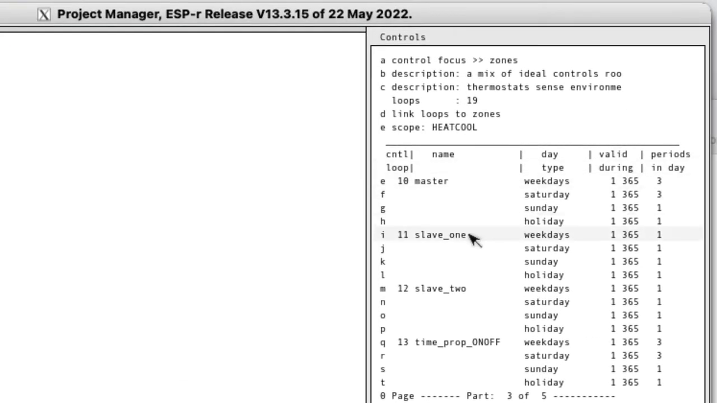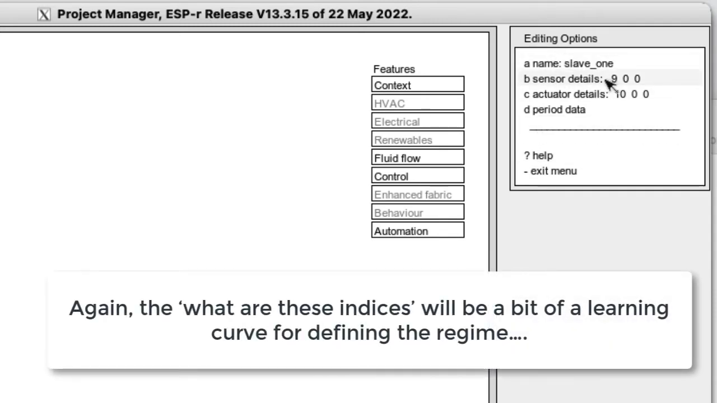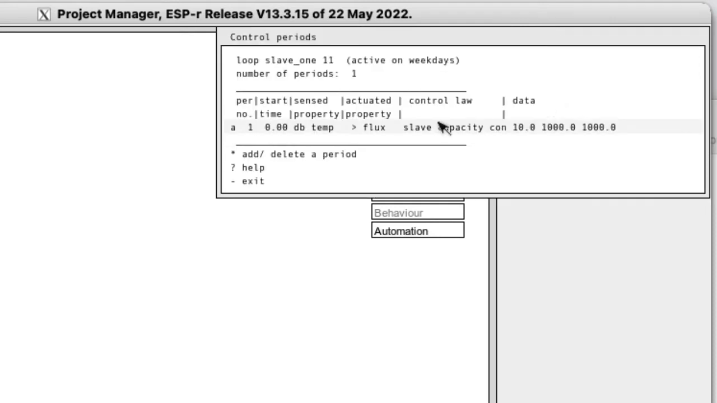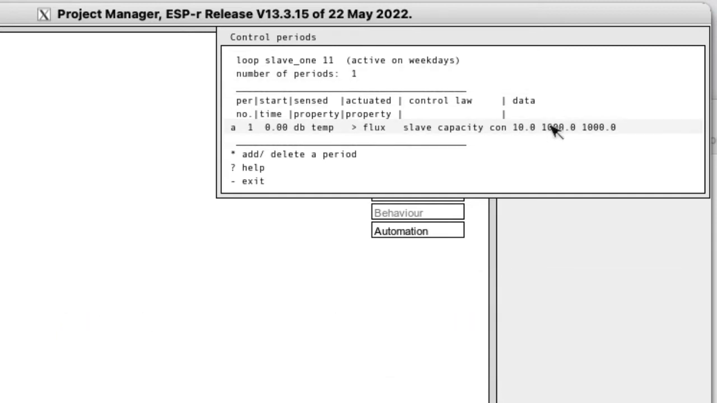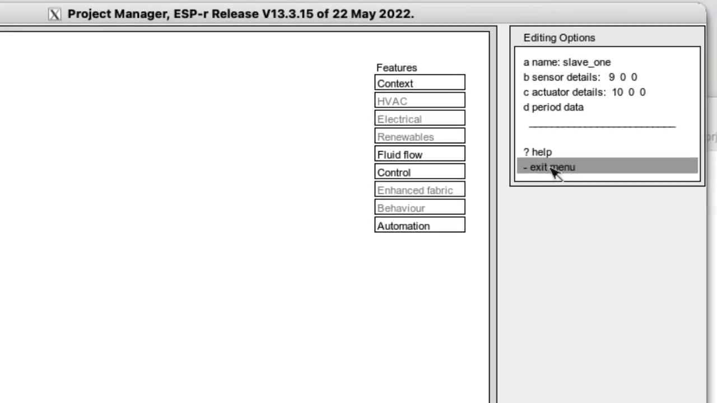So here is a slave, and that has to point to the index of the zone where the master sensor is, and actuation needs to be within the 10th zone, i.e. within the first slave. And then the period data basically is a slave capacity controller, which points to this is control law 11, it points to control law 10, which is the master controller, and it has set up 1,000 watts of heating capacity and 1,000 watts of cooling capacity. Very little information related to that.